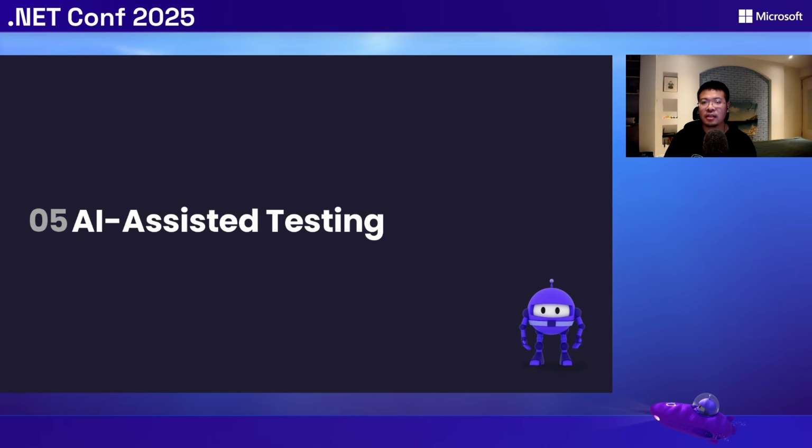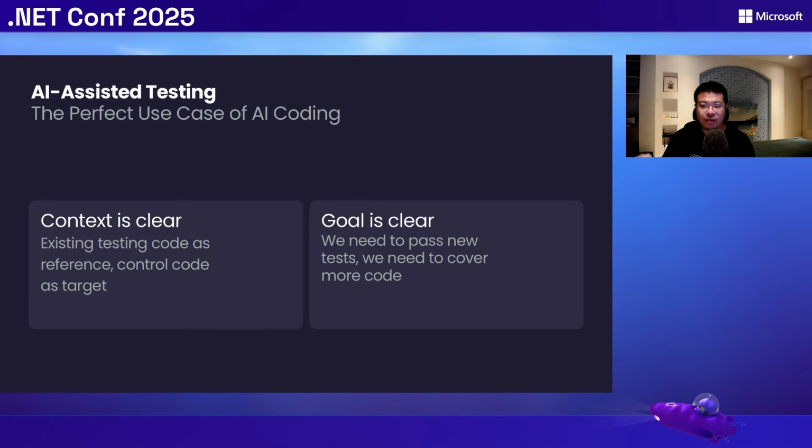AI-assisted testing is actually a perfect use case because the context here is extremely clear and specific. First of all, the context is guaranteed. We already have existing test code in our project as a reference, and also we have the control code we are going to test. Second, the goal is very clear. We need tests to pass, and we need sufficient test coverage. That's all very measurable. So given this, using AI to generate Avalonia headless test cases is practically a no-brainer.